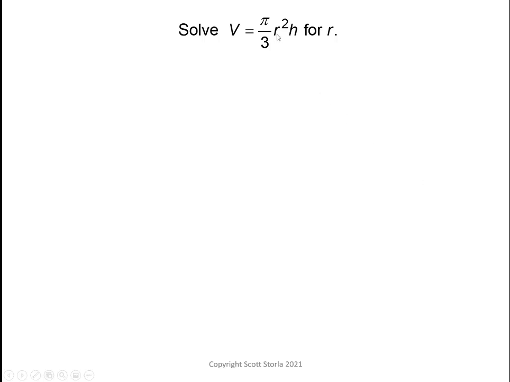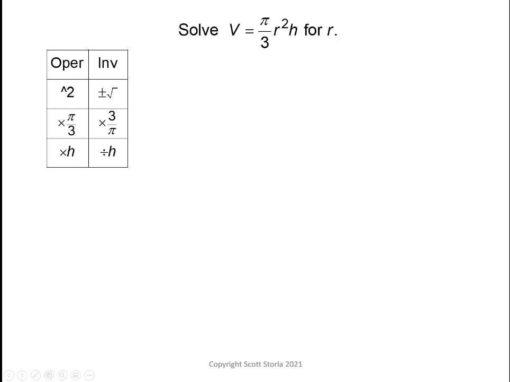If r was a number, we would square first, multiply by pi over 3 second, and then by h third. Here's my operations and inverses. Please notice again that the idea is if I'm going to undo this factor of pi over 3, I can just multiply by 3 over pi. So I'll start here at the bottom of the right column.